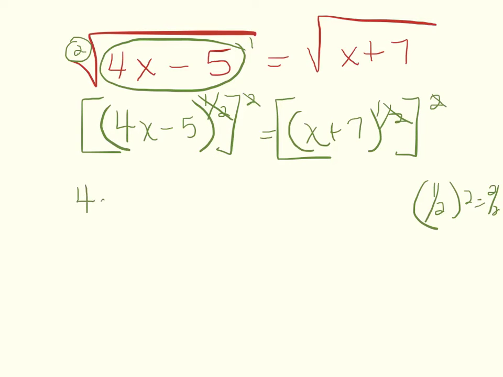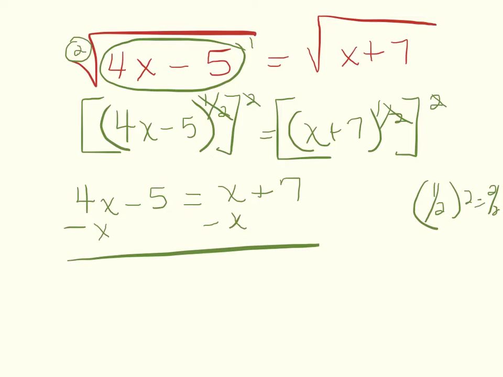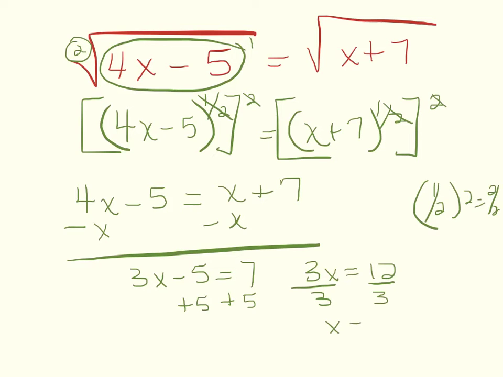So now I end up with an equation that you know how to solve, which is 4x minus 5 equals x plus 7. And then you subtract x from both sides, and you have 3x minus 5 equals 7, and you add 5 on both sides, and you have that 3x equals 12, divide by 3, and you get that x equals 4.